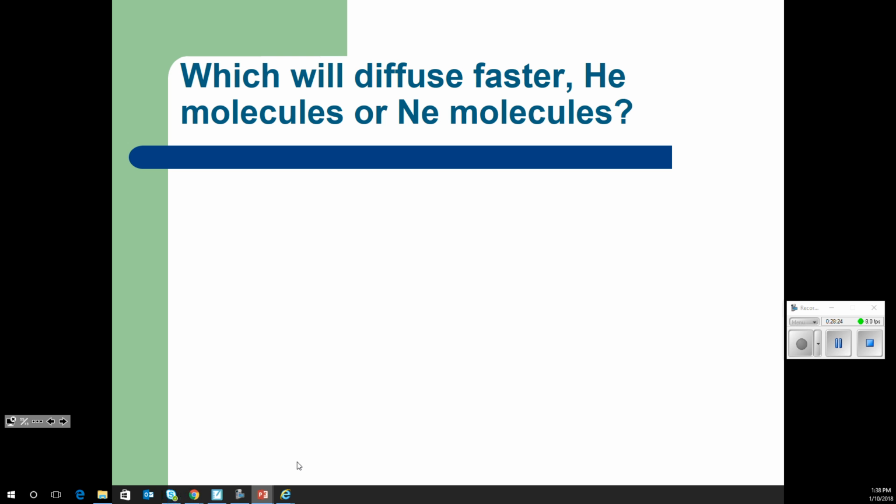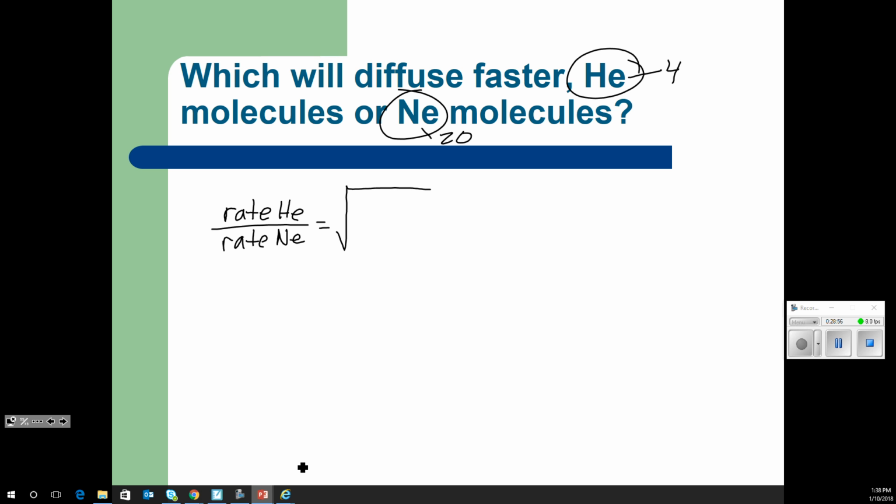Let's look at another one. This one, they don't give me the molar masses. Which will diffuse faster, helium or neon? Well, I can still use the masses. Helium is 4, neon's about 20. I don't have to use exact because I can just do it quickly. So relative rates: the rate of helium versus the rate of neon. When I do the square root, neon goes on top, so it's 20 divided by helium's, which is 4. So I end up with the square root of 5, which is what, 2.5?